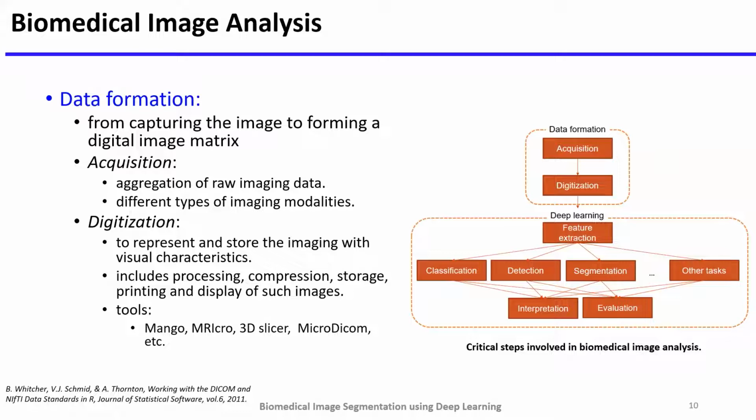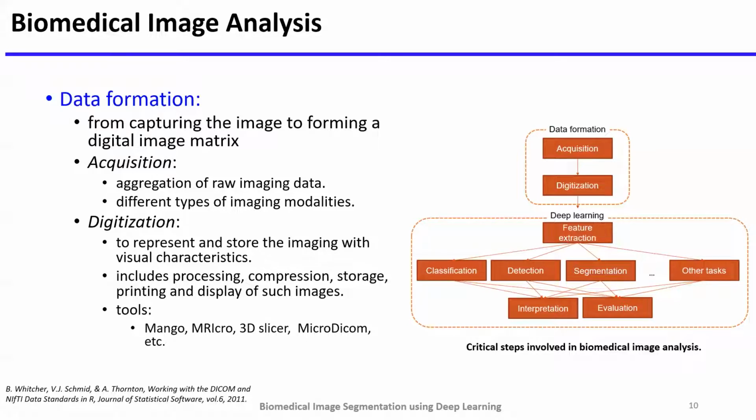The second stage is the digitization step. In this digitization step, we try to represent and store this imaging data in terms of certain visual characteristics. When we talk about digitization, it is important to handle proper processing as well as compression requirements, and we also have to ensure that efficient storage is provided, and we also work for better understanding or better visualization of these images.